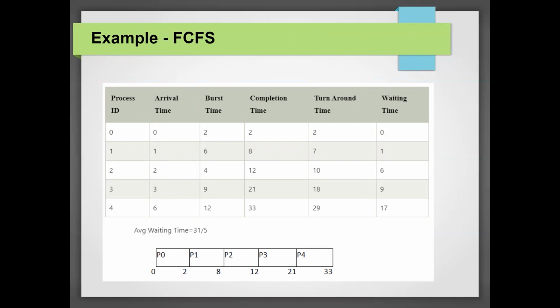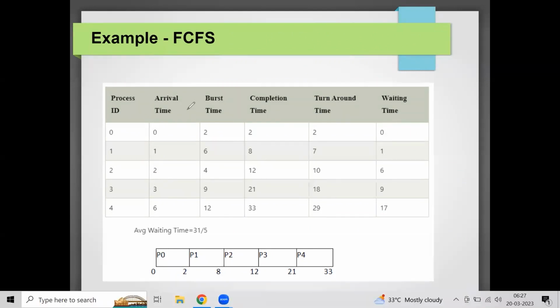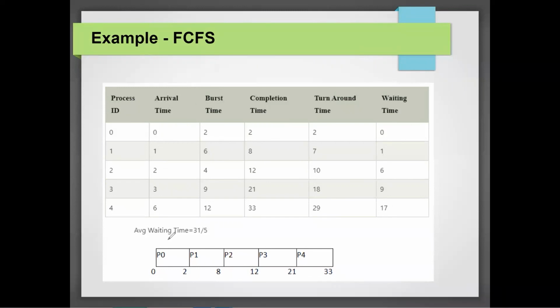So here I'm using the first come first serve algorithm, which means the process that comes into the ready queue first will get into the CPU first. Process P0 comes into the ready queue at time 0, so it moves directly to the CPU for execution. The burst time of process P0 is 2, so it executes for 2 units of time in the CPU. After that, it is removed from the CPU.